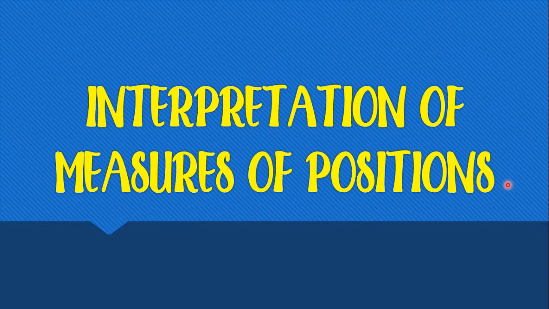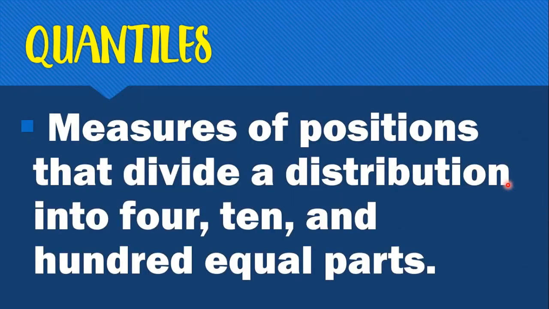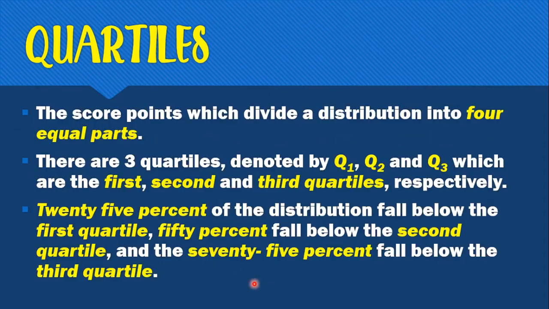Interpretation of measures of position. Quantiles. The measures of position that divide a distribution into 4, 10, and 100 equal parts.